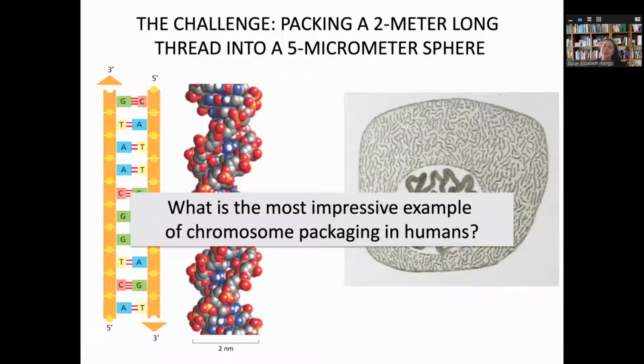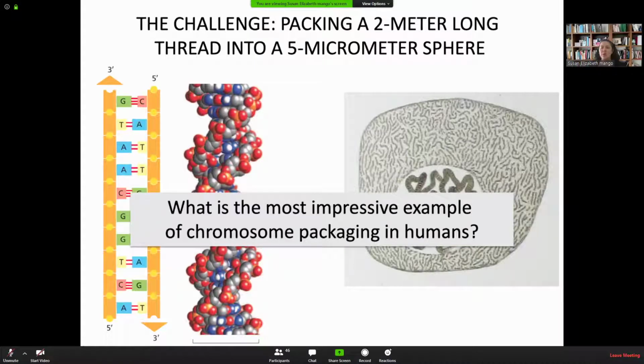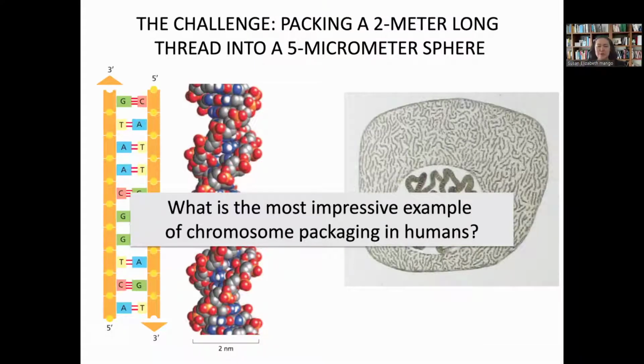And just for you to think about, if you think about different cells in the body, what is the most impressive example of chromosome packaging in cells in a human? A hint is that it occurs in 50% of the people watching this video, more or less. Any guesses? You can see them in the light microscope.